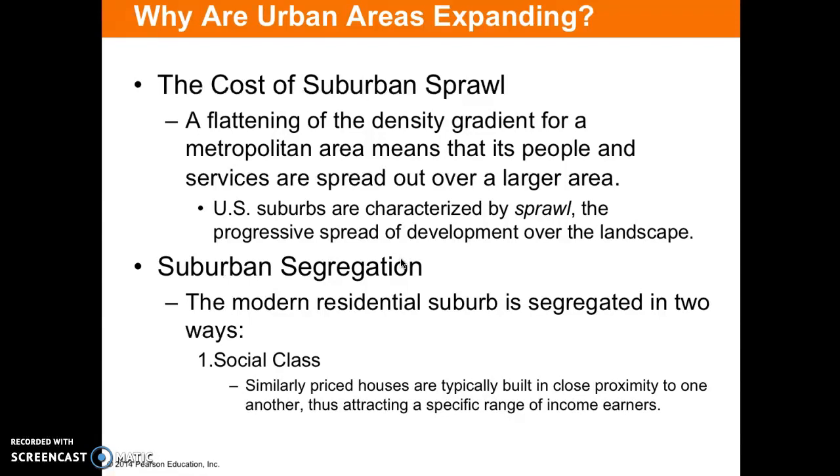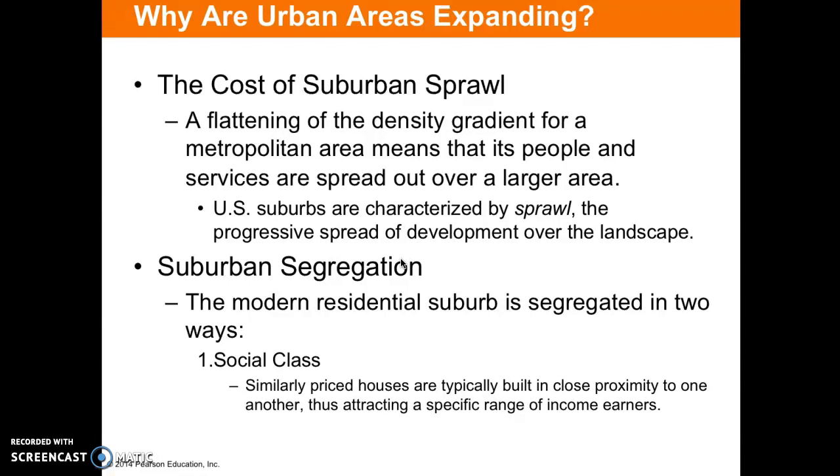This has also led us to suburban segregation. So residential suburbs are segregated in two main ways. One, social class. So usually you have similarly priced houses that are built in close proximity to one another. So this means that you have a specific range of income earners buying homes in one certain area. So you might have an area of less wealthy townhomes, and then you have big homes, and you have what they call McMansions, those really big homes that were built up.